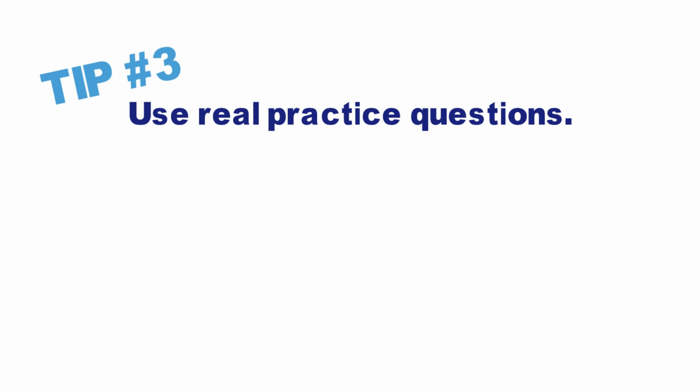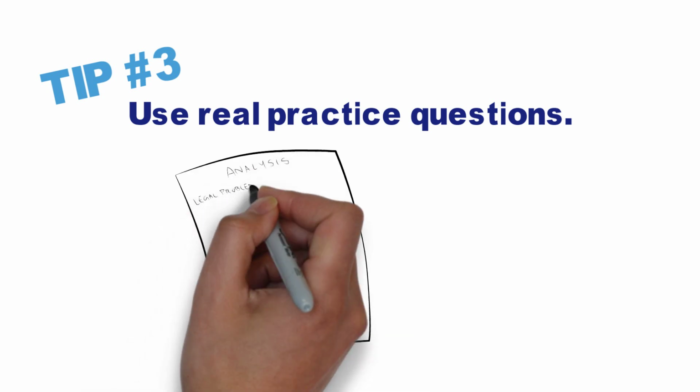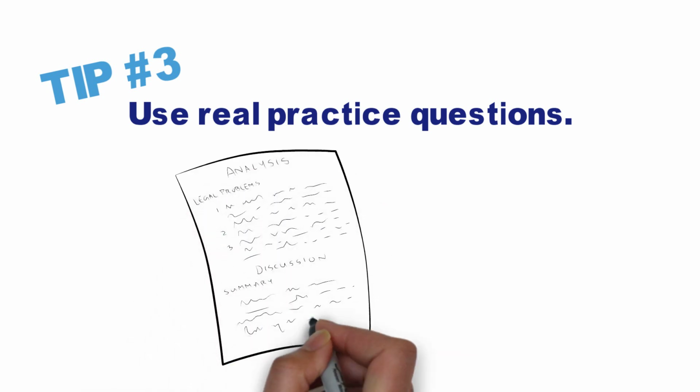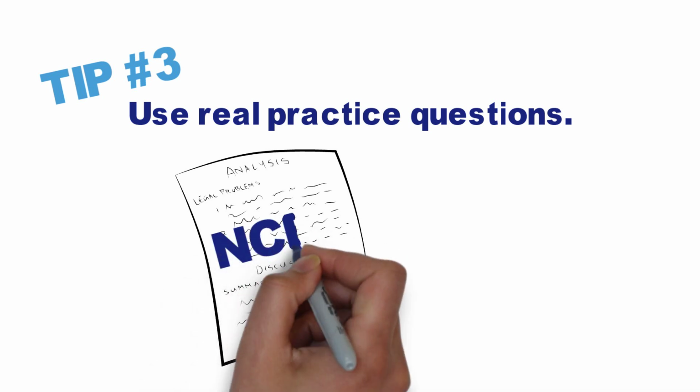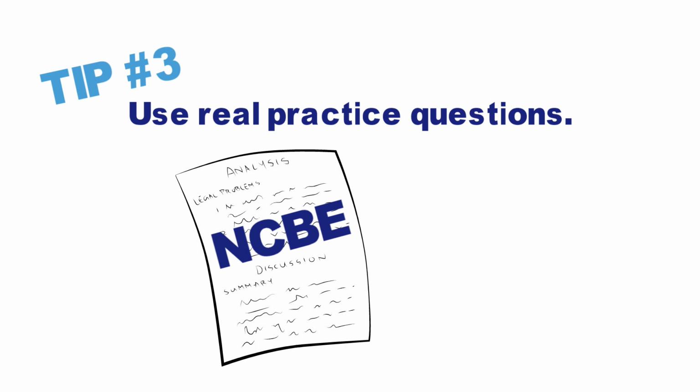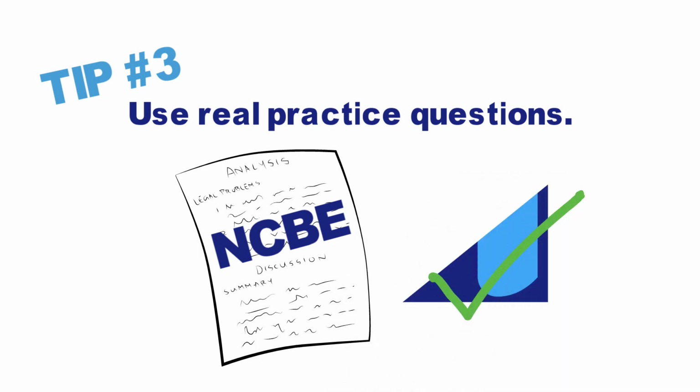Tip number 3, use real practice questions and point sheets. The NCBE publishes old MEE questions and their point sheets. The sheets actually used to grade those old MEEs. Like past MBE questions, you can buy past MEE questions directly from the NCBE or from a place like Crushendo.